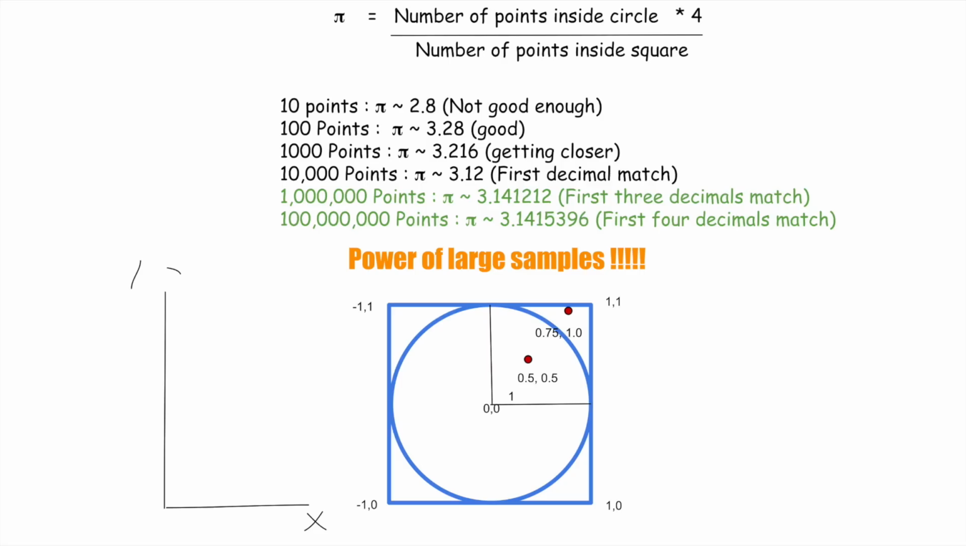If we use 10 points, we get a value of 2.8, which is not a good approximation. As we increase it to 10,000 points, we get a match with the first decimal. Increasing it all the way to 100 million points, we get a match with 4 decimal points. This demonstrates the power of large samples.